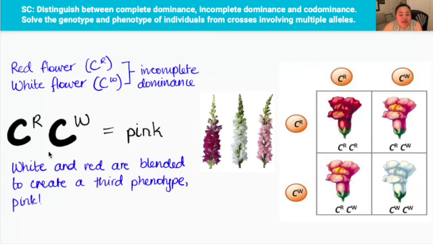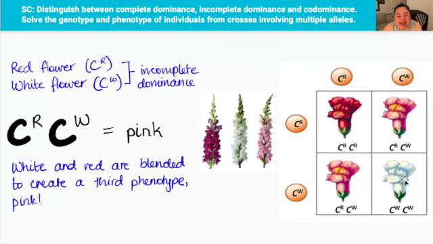So when two heterozygotes are crossed, so a CR-CW is crossed with a CR-CW, or a pink is crossed with a pink plant, the genotype ratio is one homozygous CR-CR offspring to two heterozygous CR-CW offspring to one homozygous CW-CW offspring. The phenotype ratio is one red plant to two pink plants to one white plant.